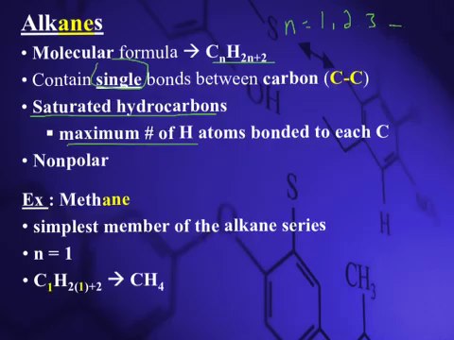The simplest example of an alkane is methane. You'll realize that the molecule is an alkane by the ending, ane. In methane, the prefix meth denotes that our n is equal to 1. So the formula for methane is C1H(2 times 1 plus 2), or CH4.